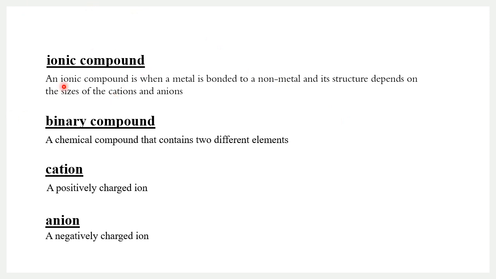An ionic compound is when a metal is bonded to a nonmetal, and its structure depends on the sizes of the cations and anions. A binary compound is a chemical compound that contains two different elements. A cation is a positively charged ion and an anion is a negatively charged ion.